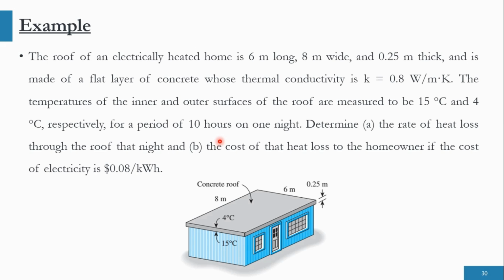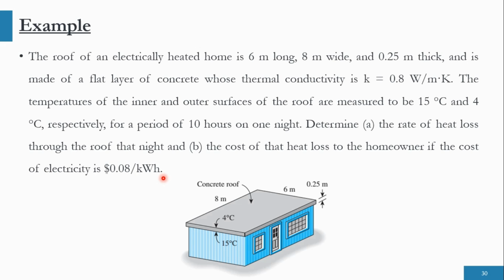We have to determine two parameters. Number one is the rate of heat loss through the roof that night, because there is no insulation here, so obviously heat will be lost from the system or from the roof. Number two, the cost of that heat loss to the homeowner if the cost of electricity is $0.08 per kilowatt hour. So basically there is no insulation. The inner temperature is 15 degrees centigrade, the outer side temperature is 4 degrees centigrade, and the dimensions are given to us, and the value of thermal conductivity is given to us.